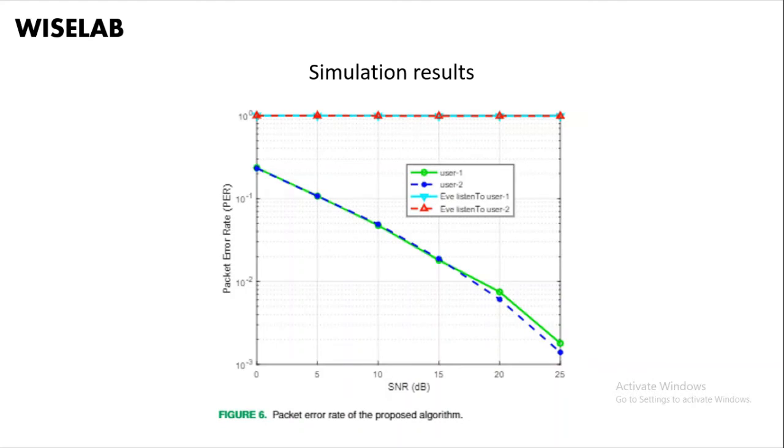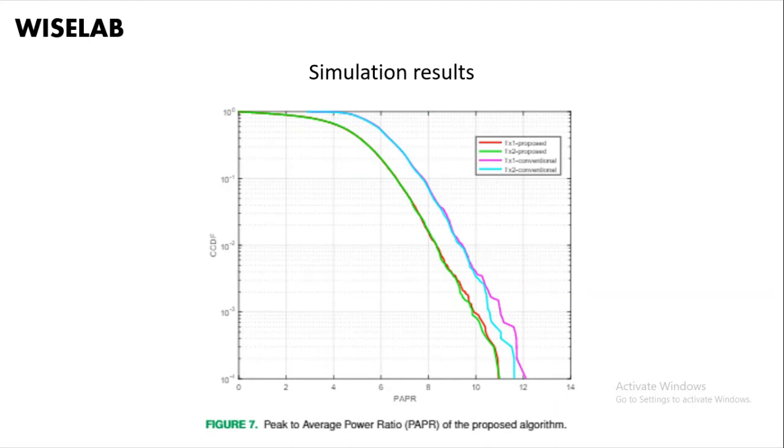We look at the packet error rate, and in the packet error rate performance metrics as well, we have user 1 and user 2, and we can also observe that the PER of our internal eavesdroppers, where we have Eve listening to user 1 and Eve listening to user 2, is completely 0.